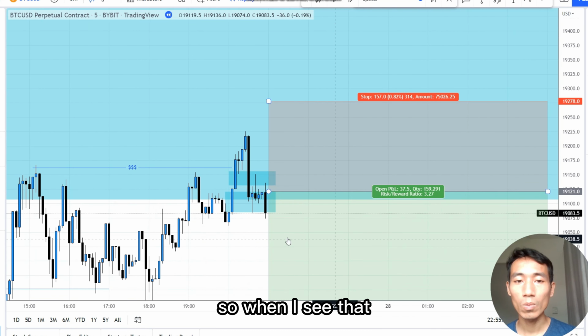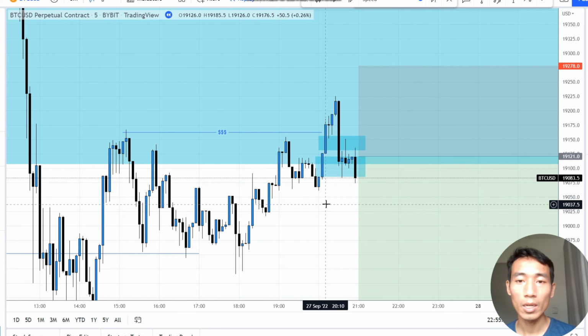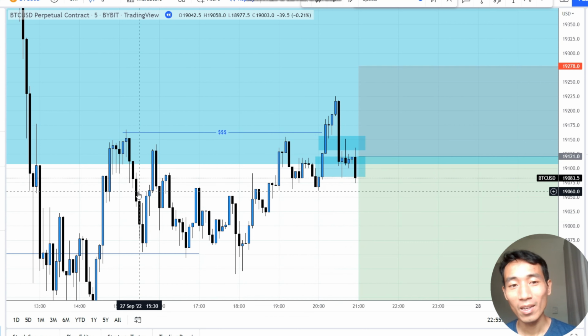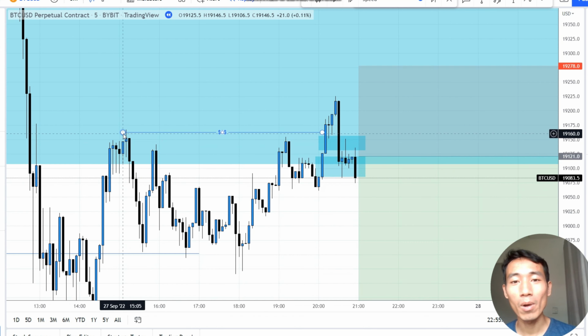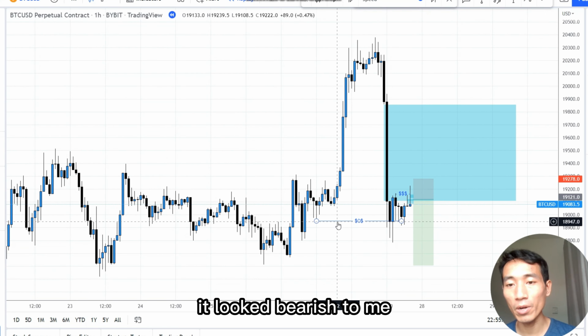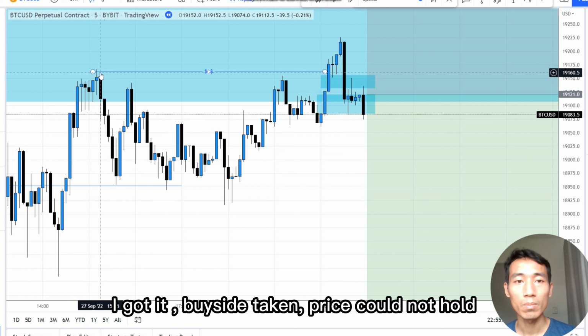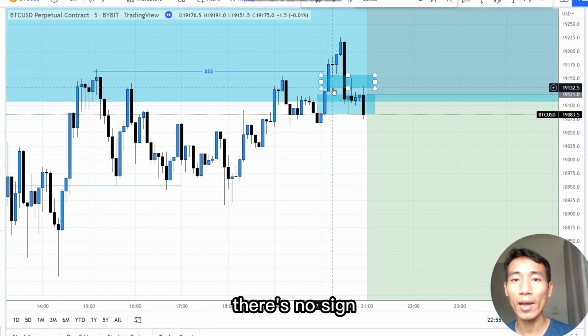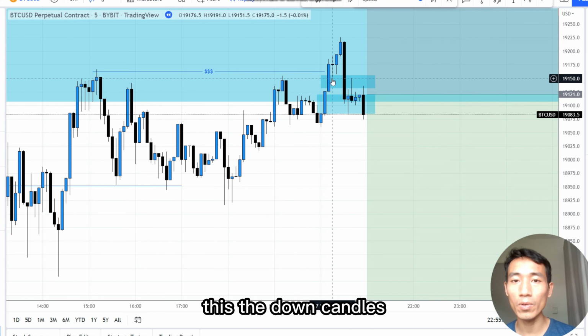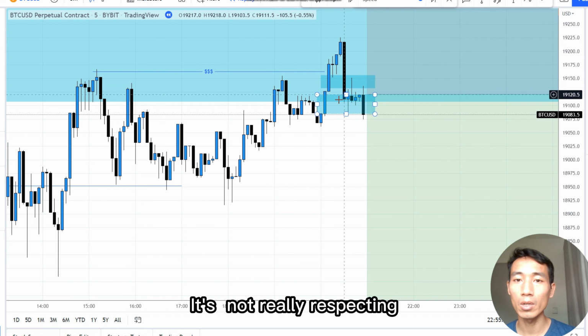So when I see that, I took a trade. Very simple. The thing is, on 1 hour chart, I'm bearish. It looked a bit bearish to me, so I need something to confirm it. And on 5 minutes, I got it. Buy side taken. Price could not hold. There's no sign of bullish. The down candle, the fair value gap is not really respecting.